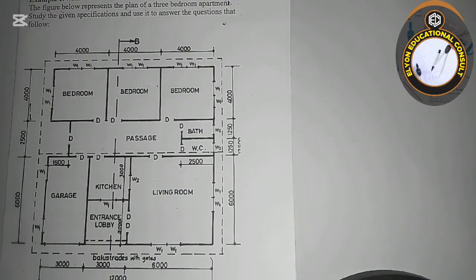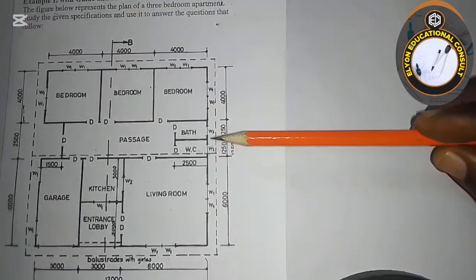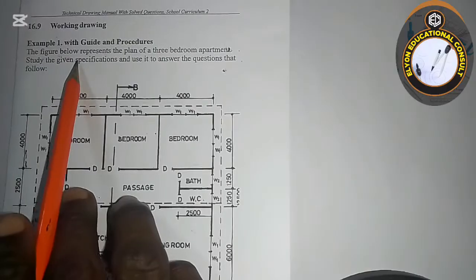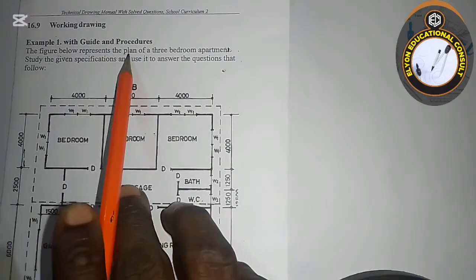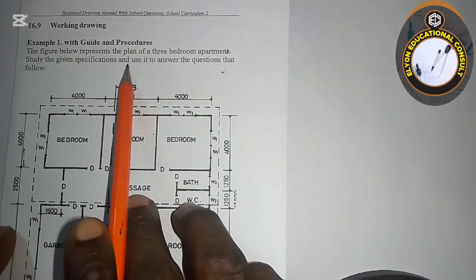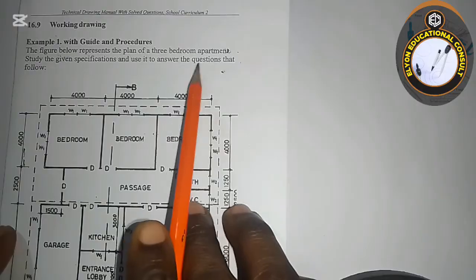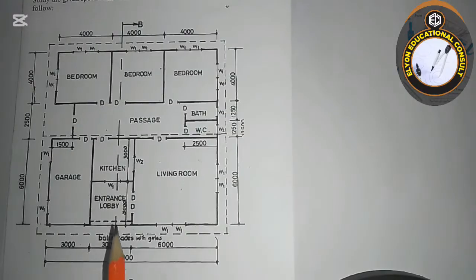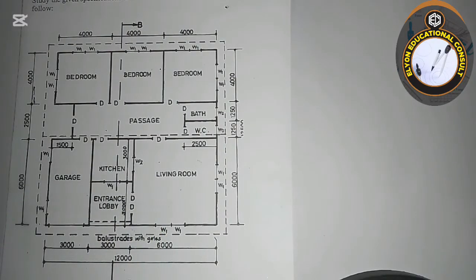Now, when you are given a floor plan in building drawing, you are going to be provided with a floor plan like what we have here. This is a floor plan of a 3-bedroom bungalow. Like you can see here, they said the figure below represents the plan of a 3-bedroom apartment. Study the given specification and use it to answer questions that follow. Usually you will be given the floor plan like we have here, so I will be using this as an example. I'm going to work on this particular floor plan much more later.